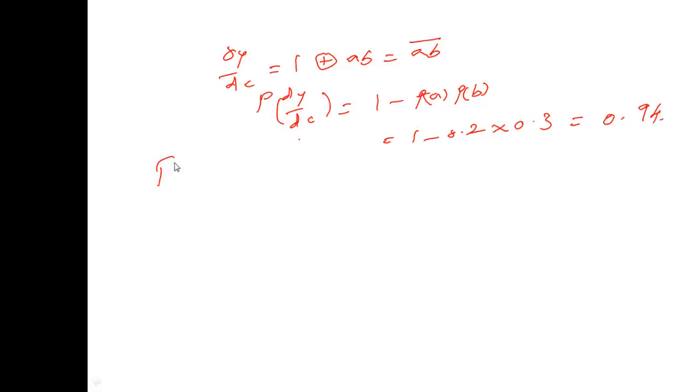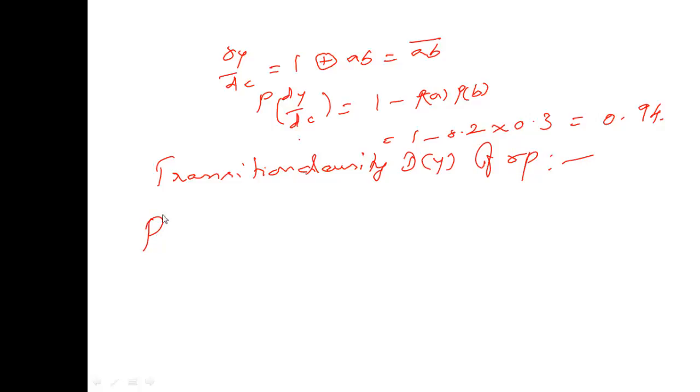Now I would want to calculate the transition density. I hope you understand the logic behind this. Transition density for the output, D of y, will be equal to, that is, we have found out the Boolean difference of the output with respect to each of the inputs, and then we know each of the inputs how frequently they are going to be switching. The transition density we know.